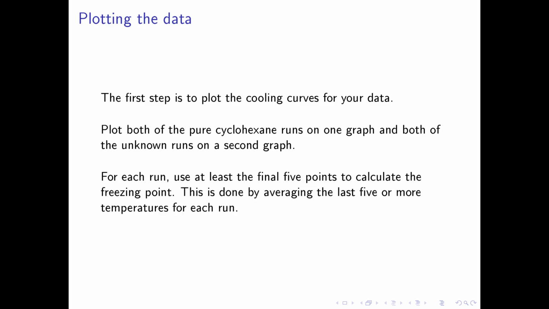Then, for each run, use at least the final 5 points to calculate the freezing point. You may use more than 5 points at the end, but a minimum of 5 is required. This is done by averaging the last 5 or more temperatures for each of the 4 runs.